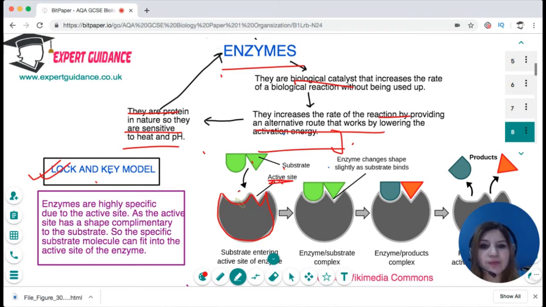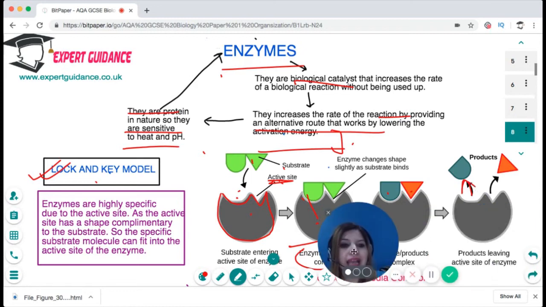Now substrate and the active site have a complementary shape. Remember to use the word complementary. Most of the time in the exam, students say substrate and active site have the same shape. No, that's wrong. It's like a lock and key. The substrate and the active site have a complementary shape. The substrate binds to the active site and forms an enzyme substrate complex. The enzyme substrate complex reacts to form an enzyme and the product, and it disintegrates to give the product back, and your enzyme gets regenerated.